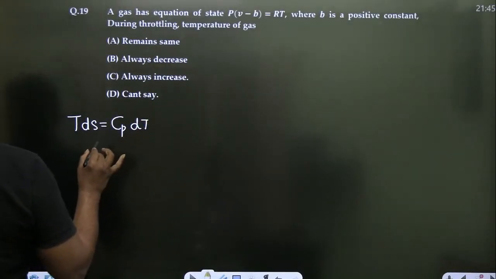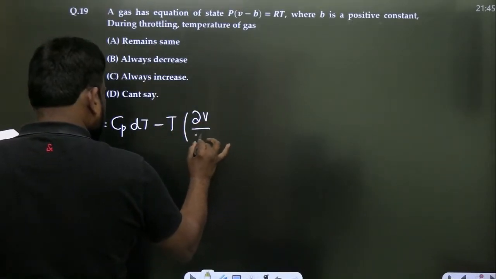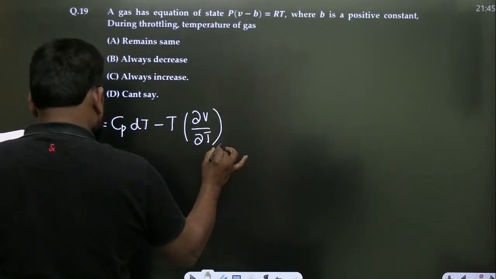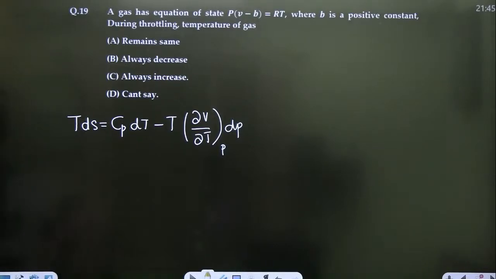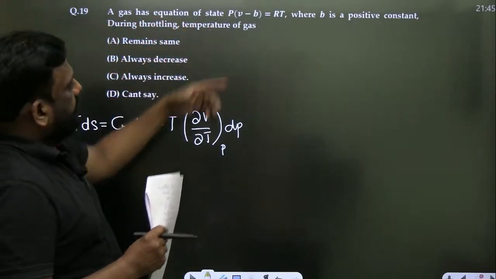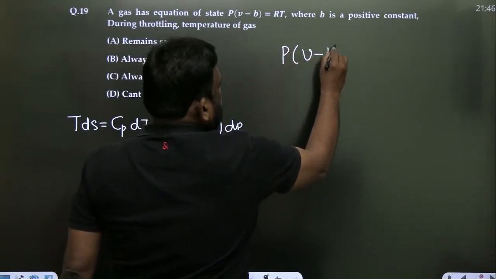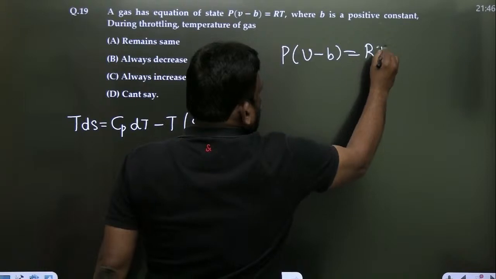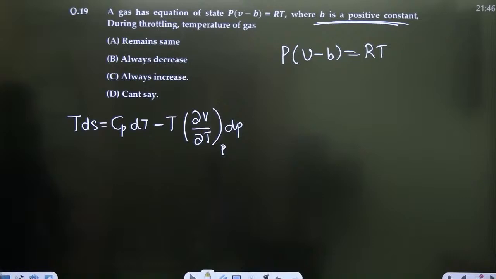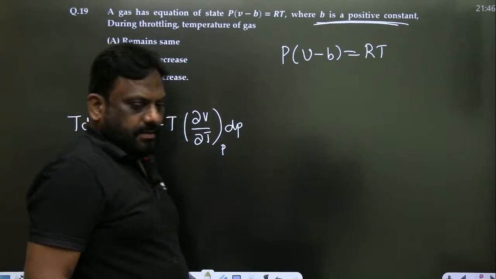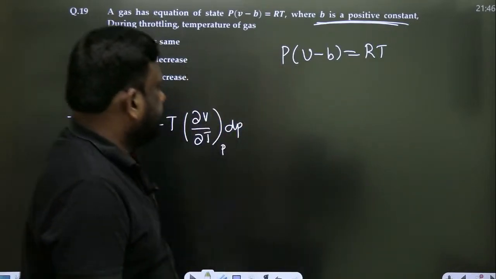And you should remember TDS equations. ये अच्छा क्वेश्चन है सर. देखो, a gas has an equation P into (V minus b) is equal to RT, where b is a positive constant. During throttling, what will happen to the temperature of gas? This is a good question, sir. कैसे? देखो एक बार.